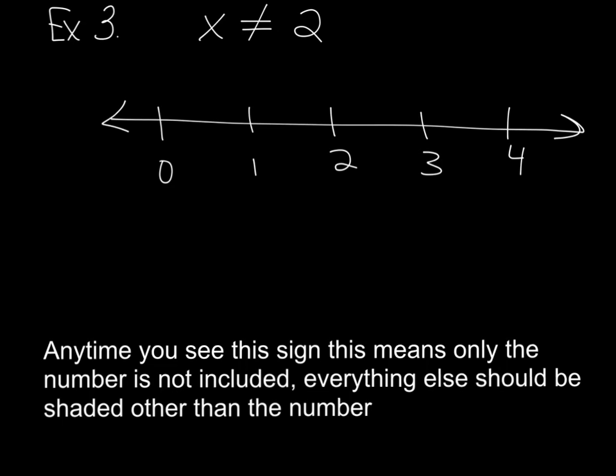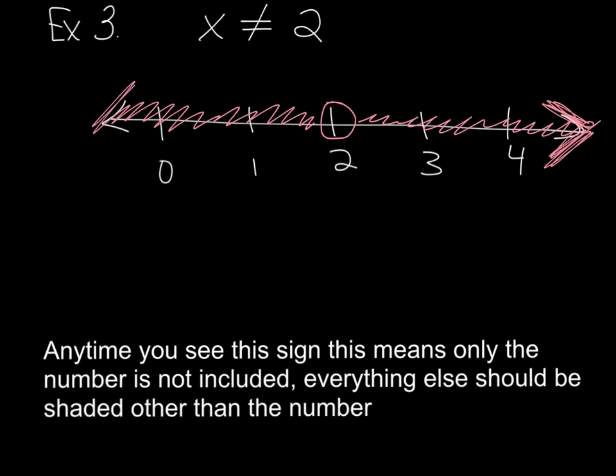All right, so after the warm-up today, I wanted to make sure I had an example of x does not equal 2. Okay, so this means that only at 2 am I going to have an open circle. That means everything else that's this way I'm going to include, and everything else that's this way I'm also going to include. So you are shading the entire number line other than having an open circle at 2, because they're saying, hey, the answer is anything but 2. That's the only one that won't work.